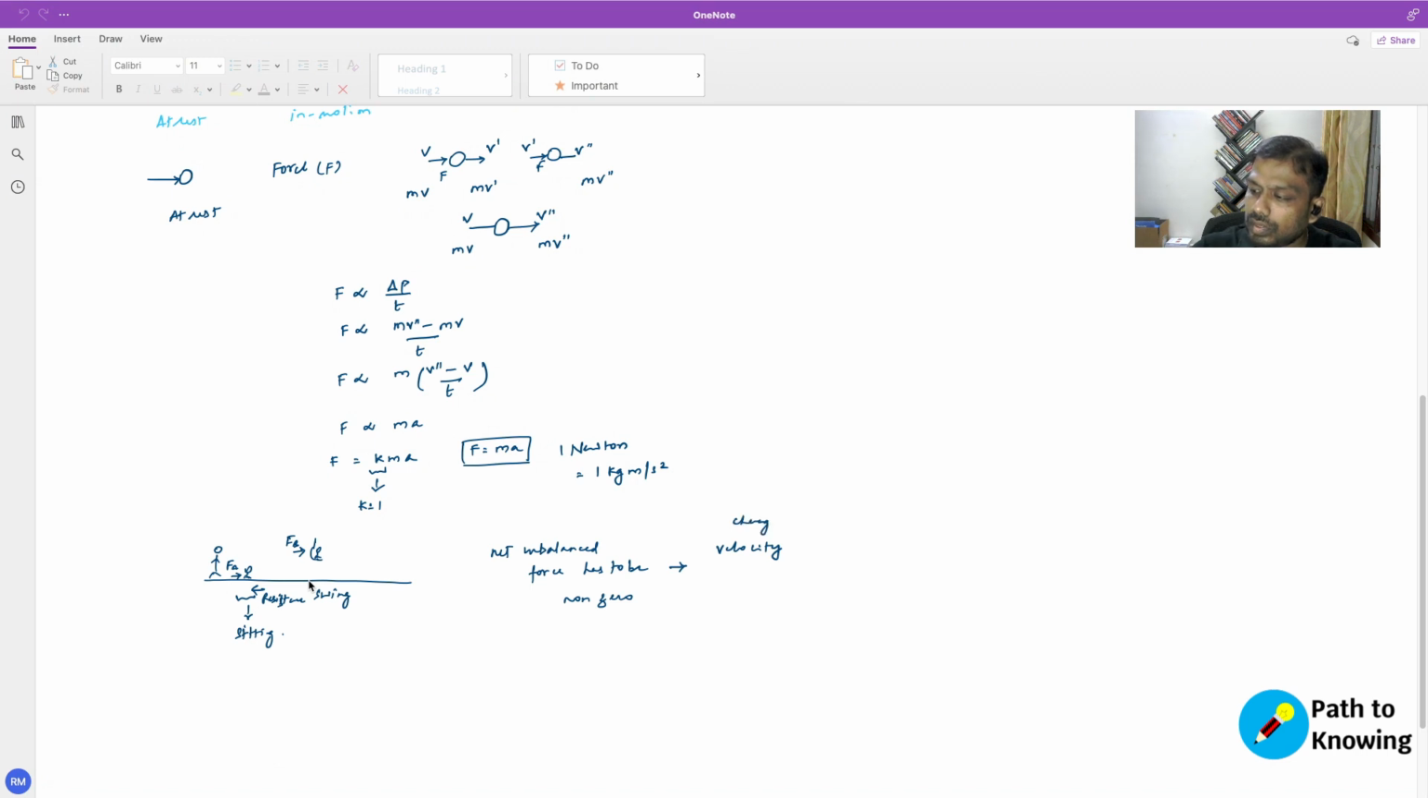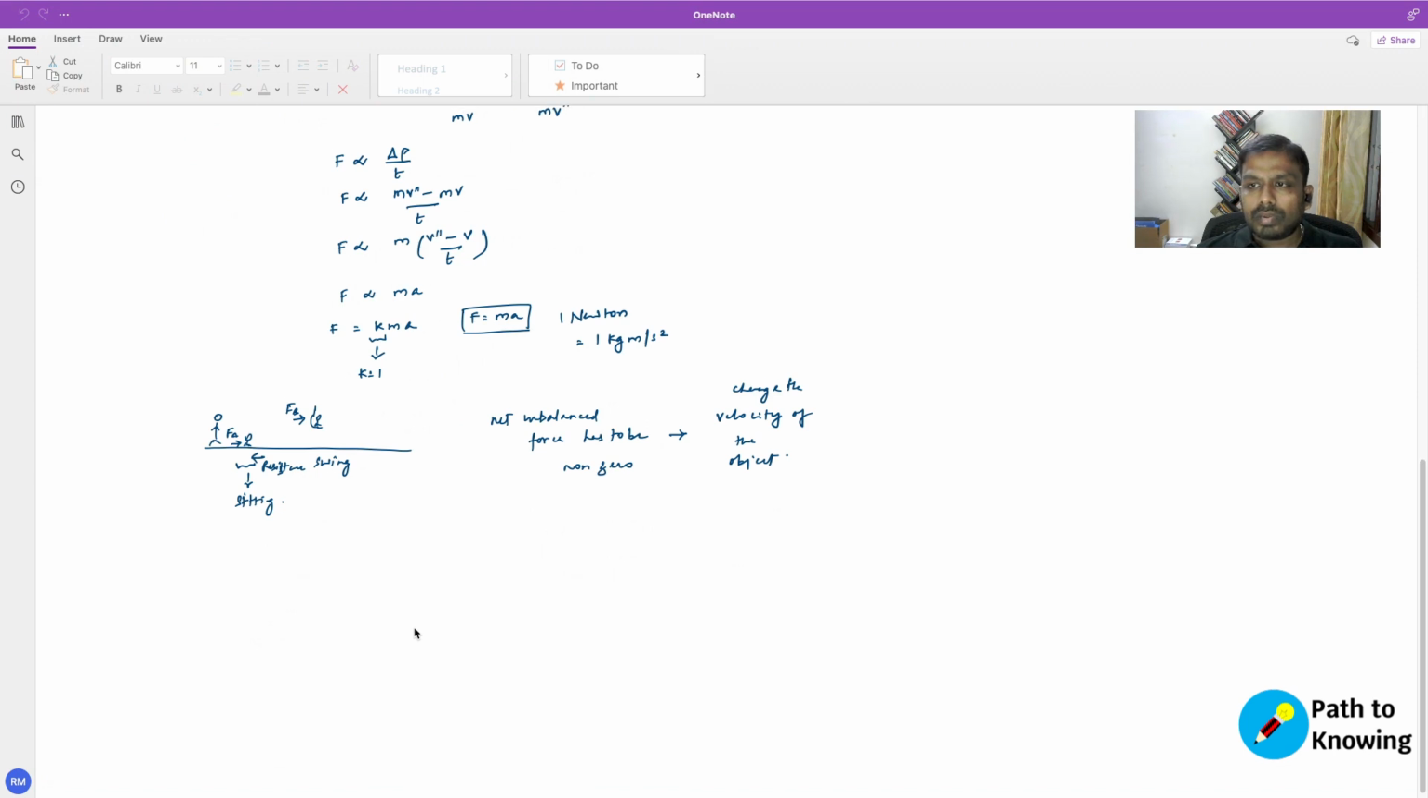To change the velocity of the object, your net unbalanced force has to be non-zero, and until that happens, the velocity of that object will not change. Like here, even if you apply some force, it may not help, because that will be easily balanced by the resistance. Unless you overcome that resistance and create that imbalance in the force, your friend on the ground is not going to move that easily. So this is something that you've got to remember.